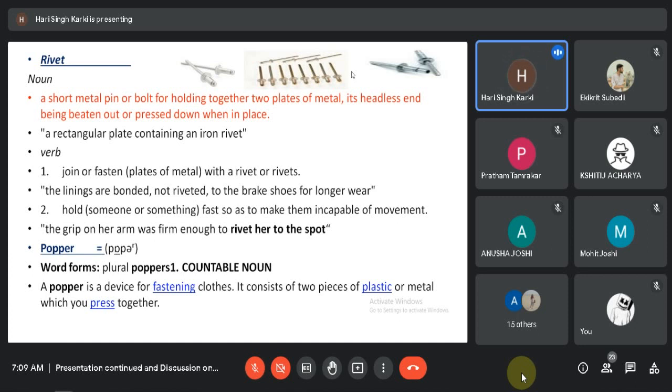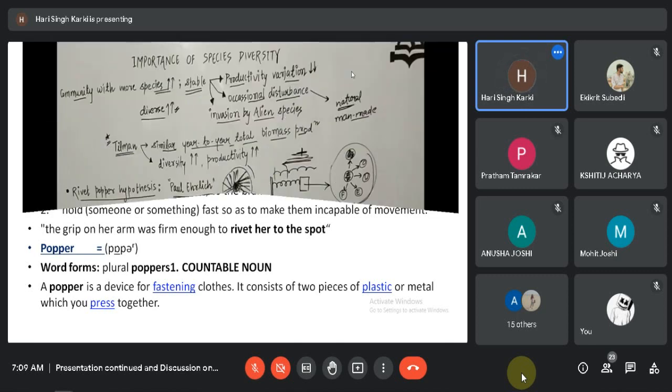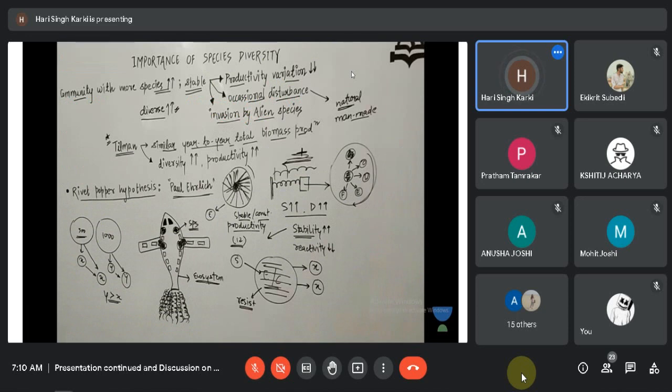Then the second terminology in the essay under the title here is pauper. Pauper, its plural is paupers, as the writer says, we are paupers. This is a countable noun. A popper is a device for fastening clothes. It consists of two pieces of plastic or metal which you press together, and we are pressing together. We are fastening. We are the people who have been working with these rivets, either taking them out or just joining them. So this is rivet and poppers. What can you see in the second picture? Just study it.